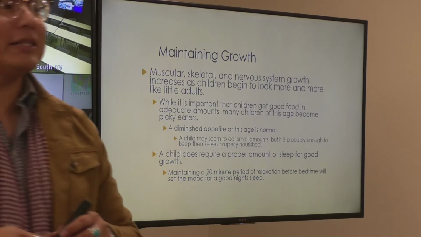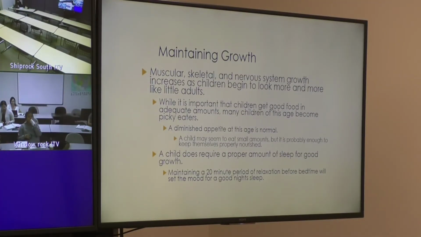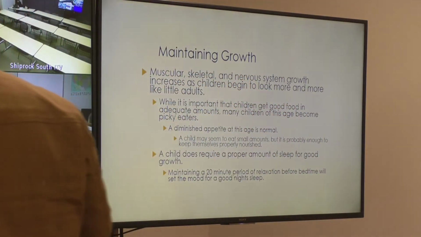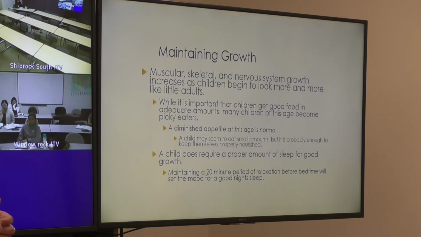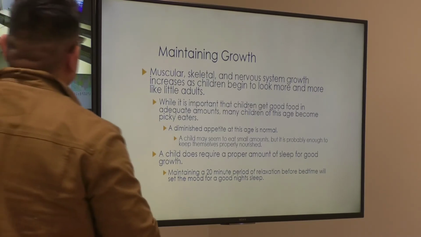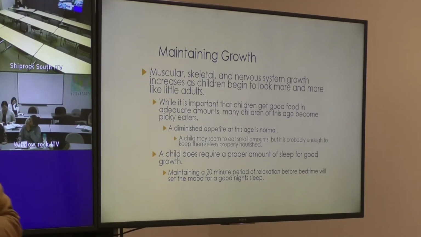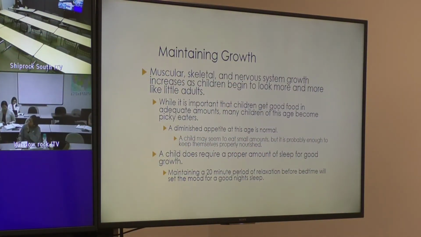So again, one of the big things I always try to do is encourage parents to have enough snacks here and there. And believe it or not, children will kind of just choose their own snacks. That's where you're looking at what are healthy alternatives to make sure the child is given the proper nutrients. A child does require a proper amount of sleep for good growth. That's where I was talking about the child who, one, was learning all these different things. Maintaining a 20-minute period of relaxation before bedtime will set the mood for a good amount of sleep. But then you have a lot of parents who are giving their child a phone or whatever, and then it stimulates the whole brain activation, and within that, they're awake for the next 2 to 3 hours.